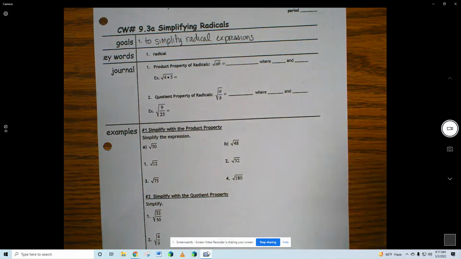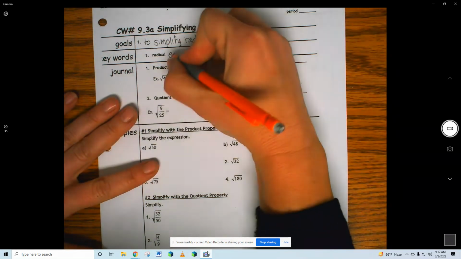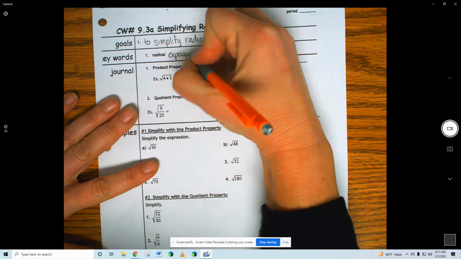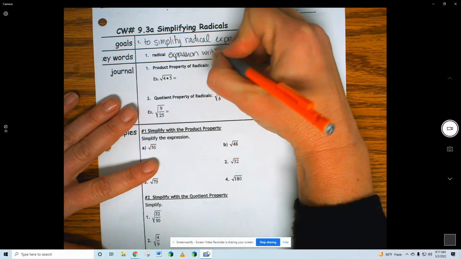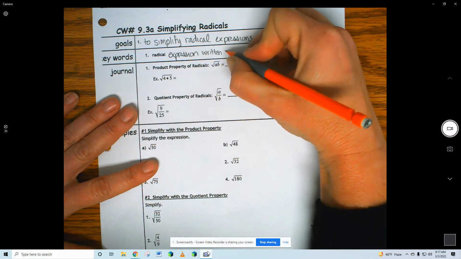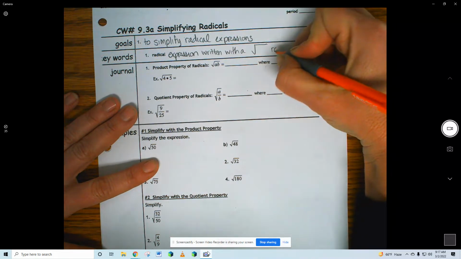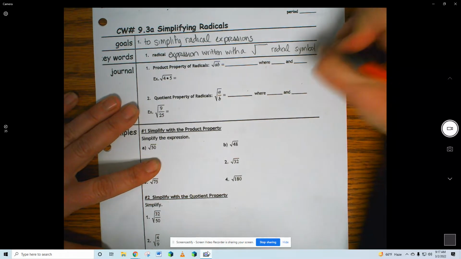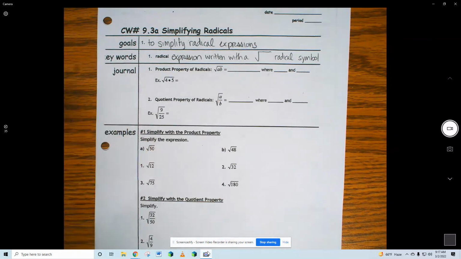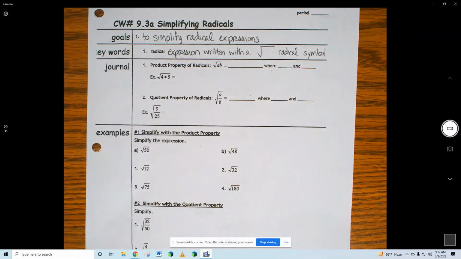So, a radical is an expression written with a radical symbol. You'll be drawing a lot of those, so get used to what that looks like and practice drawing some.